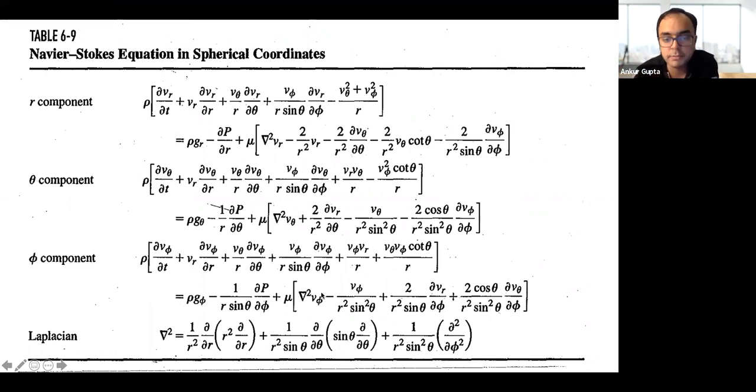Gravity is zero, pressure is constant, so we literally get two terms. One is Laplace. The Laplace is again in the bottom has been given to us, and then we have this term of v phi. So we have a Laplace which has three terms. The second term is minus v phi by r square sine square theta. So we'll have total of four terms equal to zero.